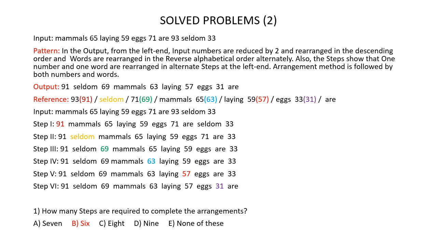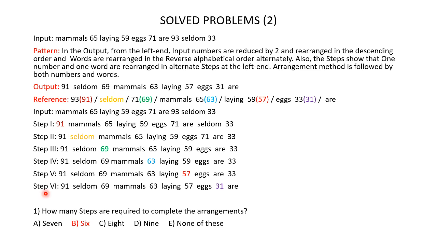Now as you can see in step 5, eggs is already in its correct position. That is in the 8th position from the left end. That is, eggs is already auto arranged in step 5. So now we have to consider the next element in the reference, which is 31.